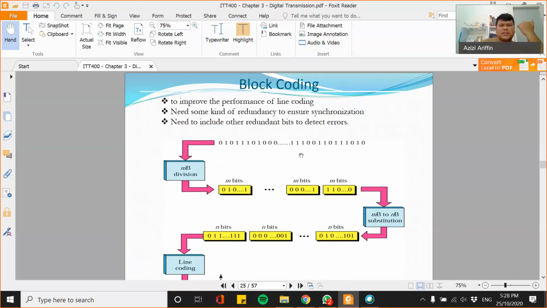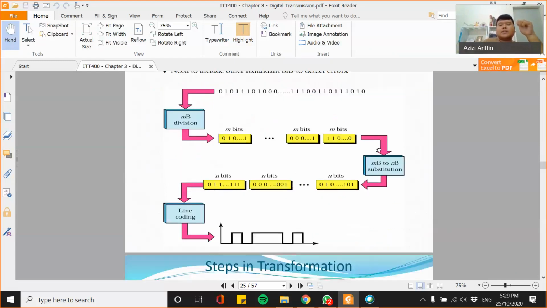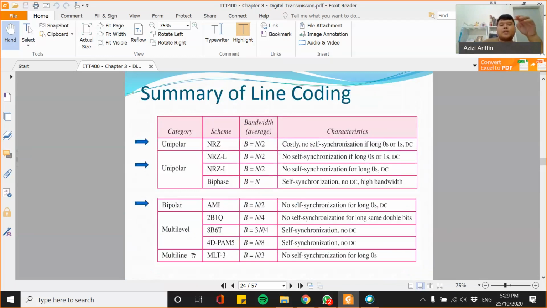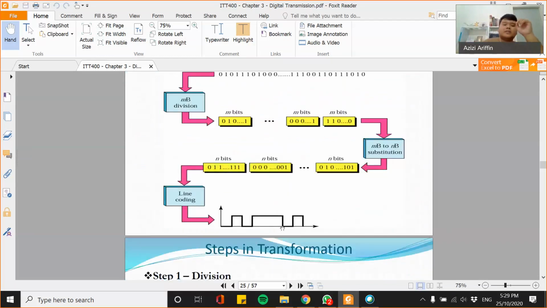So the process is, first it will divide the bits. Let's say we want to send 32 bits. The 32 bits will be divided into groups, for example, each group having 4 bits. Then the 4-bit group is substituted with its mapping, so the 4 bits become 5 bits. There is a mapping table. After the division and substitution, and the bits are arranged into groups, then it uses a line coding, either Manchester, unipolar, bipolar or multi-level. Then it transmits the digital signals.